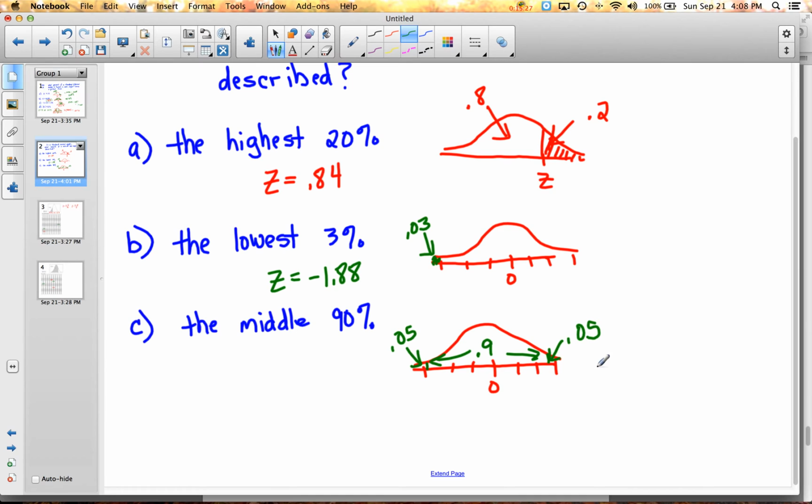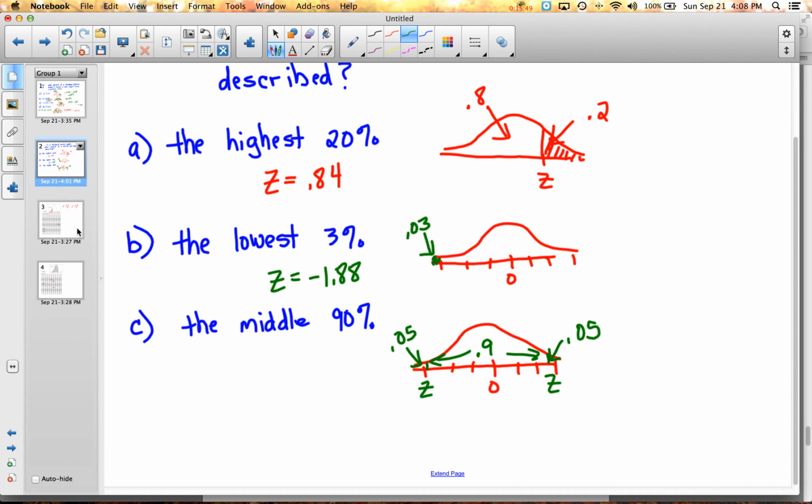So when I look this up, now remember, this z-score, we got symmetry going in our favor. And this z-score, they're just going to be opposites. So if I look up one of them, so I can look up 0.05 in the body of the table to find this z-score, and it's going to be negative, then I know this one is just going to be the opposite of that. So let's do that.